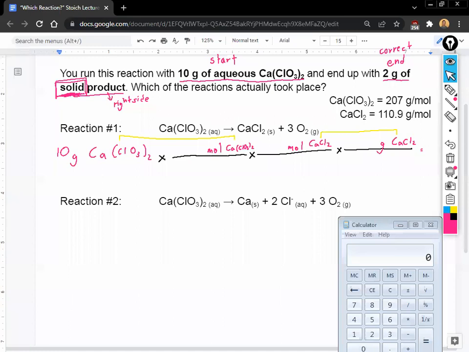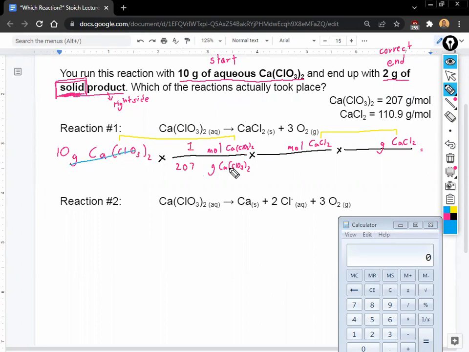Okay, so let's go over the answer. So I'm just going to plug everything in very quickly. So we got grams on the top here. So we're going to put grams of CaClO32 on the bottom. First fraction, numbers come from the molar mass. I gave you the numbers. Molar mass is going to be 207. So we're going to put 207 on the bottom and 1 mole on the top.